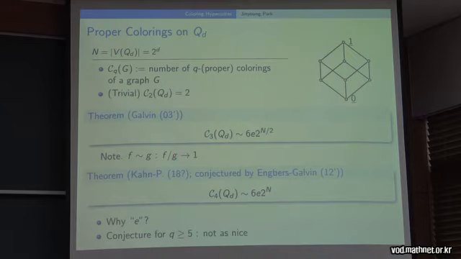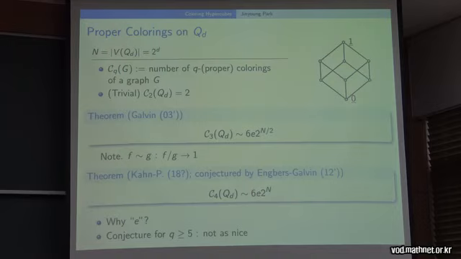Later, Engbers and Galvin conjectured that c_4(Q_d) is asymptotic to 6 times e times 2 to the N. And Tan and I proved this result recently. So we are going to talk about this result today.